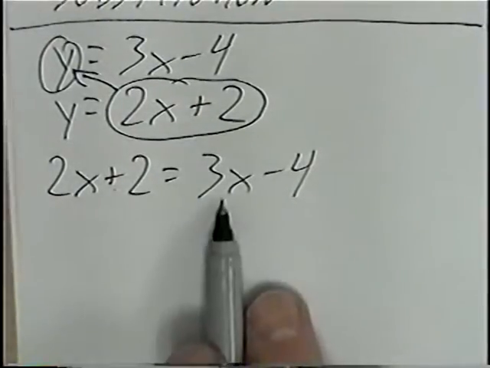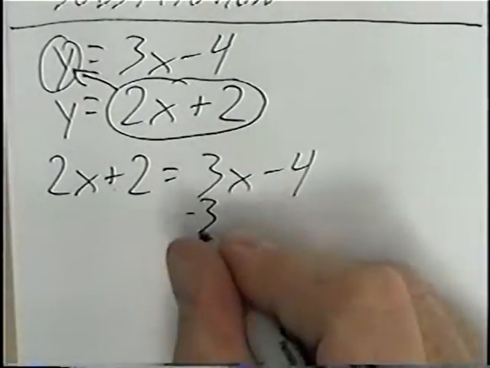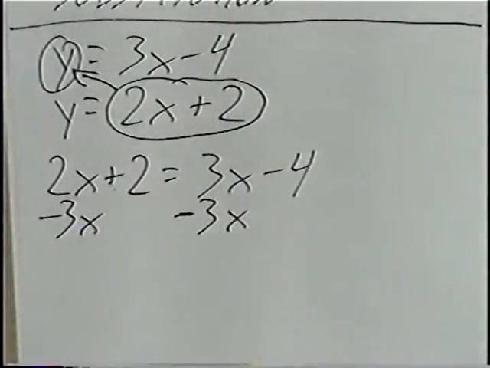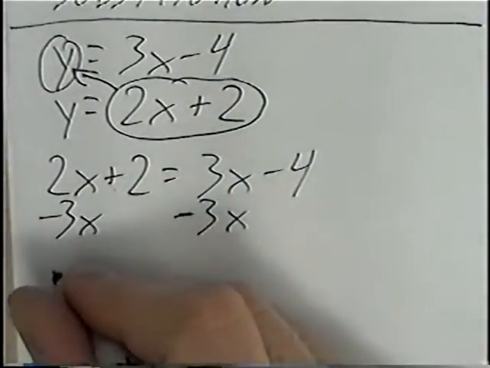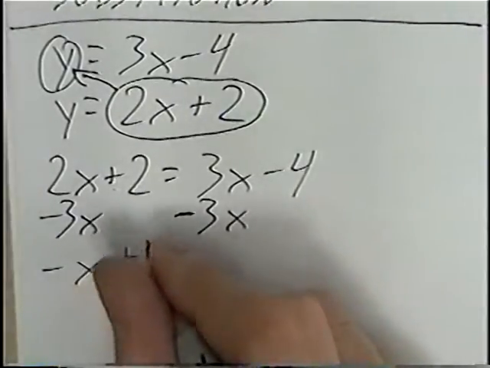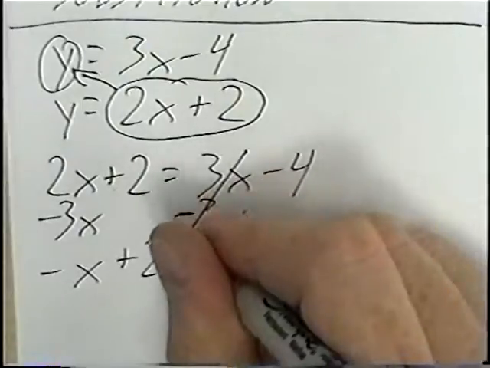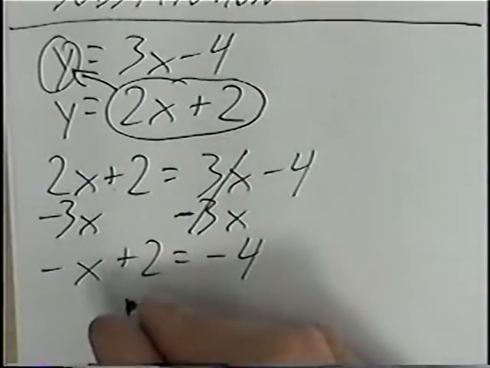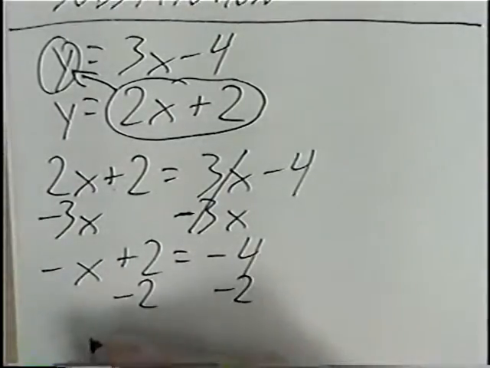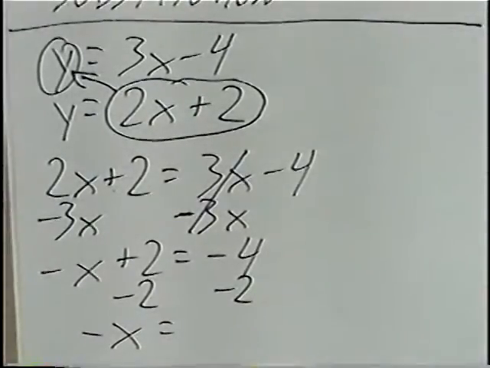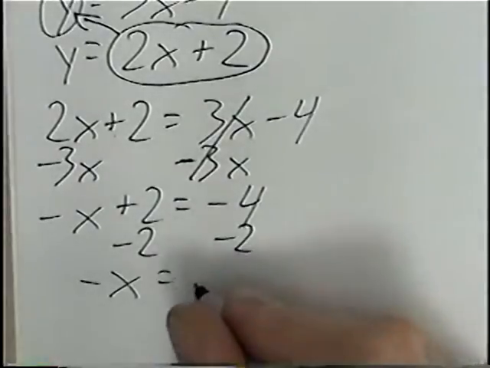To get x by itself, we move all the variables to one side. The opposite of positive 3x would be minus 3x on both sides. 2x minus 3x would be negative x or negative 1x. Plus 2 equals 3x's would cancel and we'll be left with negative 4. Solving for x, the opposite of adding 2 would be subtracting 2. So we'll have negative x equals negative 4 minus 2 would be negative 6.